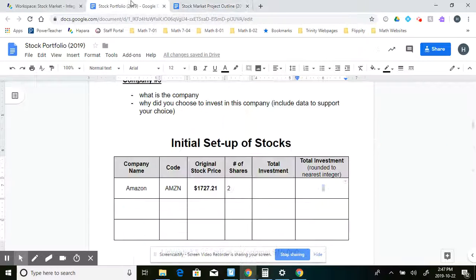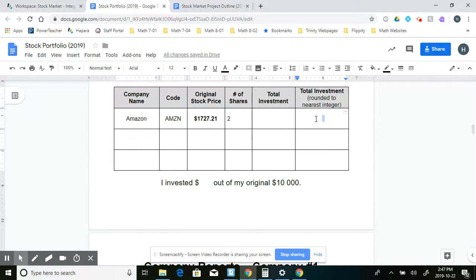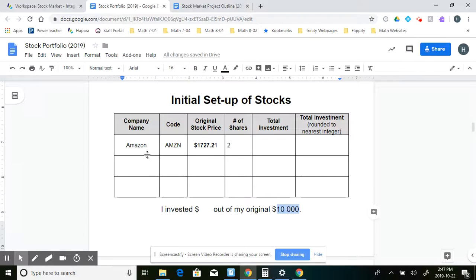I'm going to show you today how we're setting up our stocks initially. I'm only doing 1 as an example, but you are supposed to be choosing 3 companies. When you add up these total investments here, it should not exceed this $10,000 limit that was given to you. Just because it's something that most of you are familiar with, I've chosen Amazon as the one that we're going to do as the example.